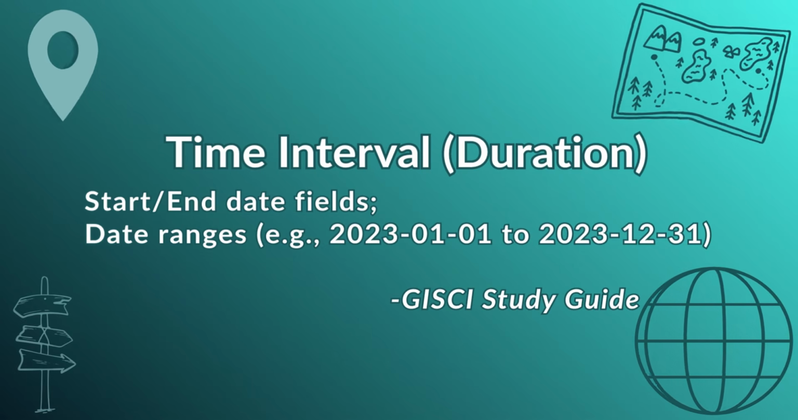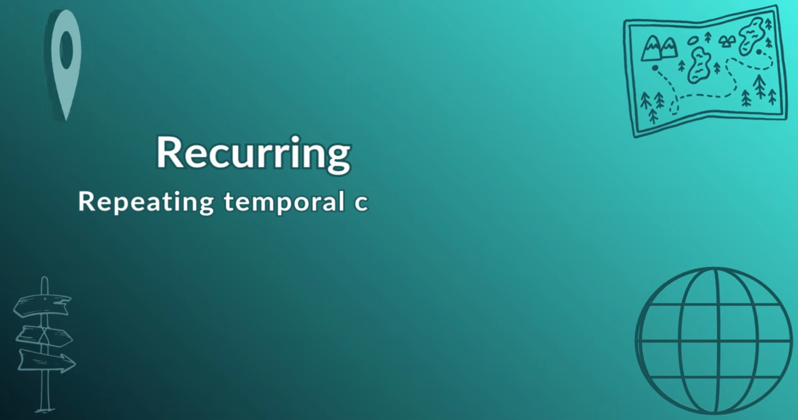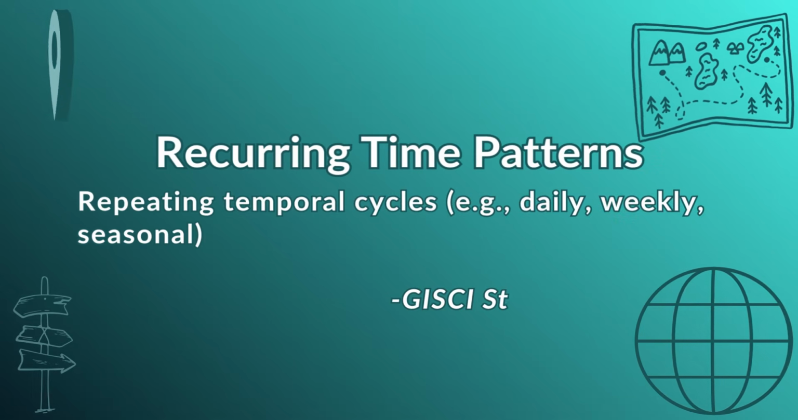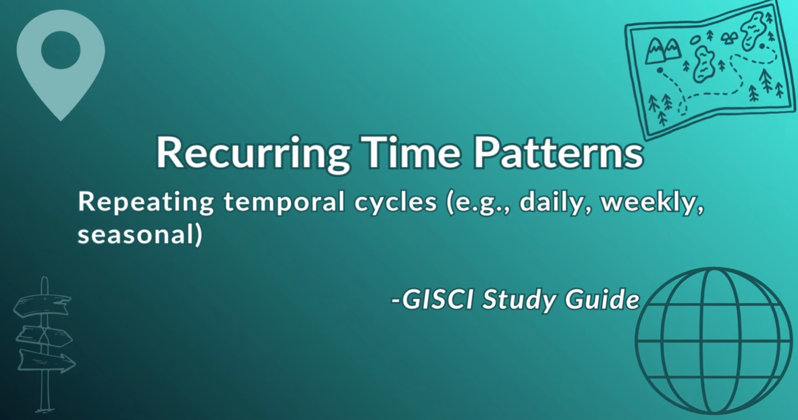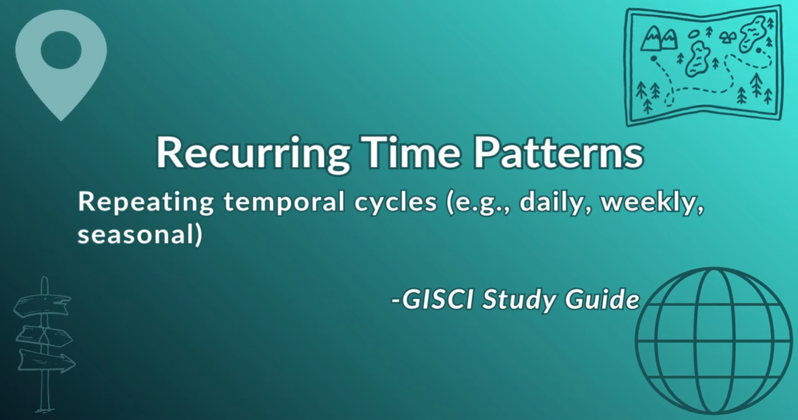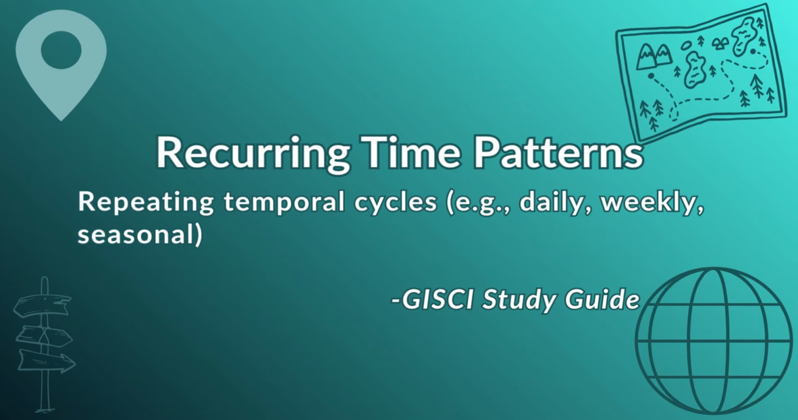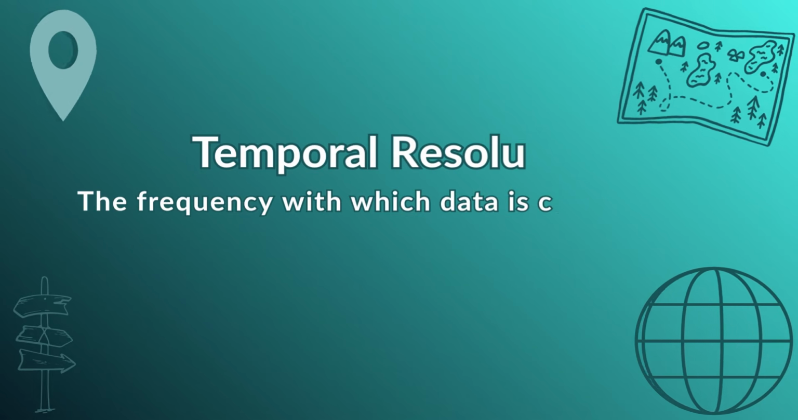That makes total sense. Building on that complexity, the sources also talk about recurring time patterns. These are temporal cycles that just repeat, like weekly trash collection schedules or maybe seasonal flooding. Yes, repeating cycles. Okay. Closely tied to that concept is temporal resolution, which is the update frequency, right?